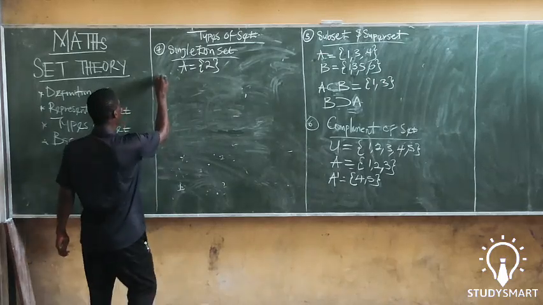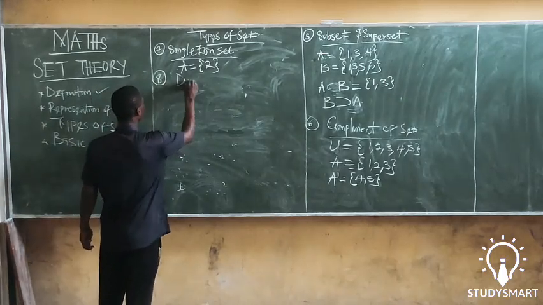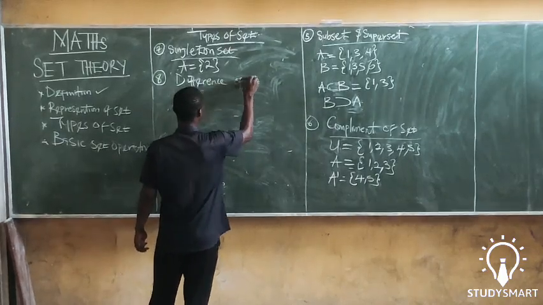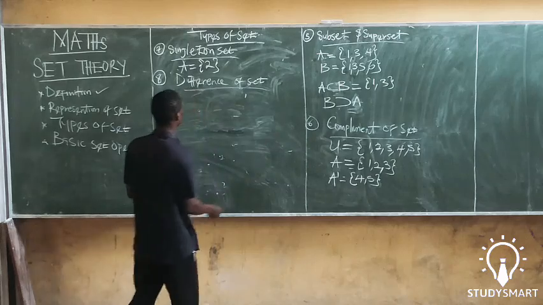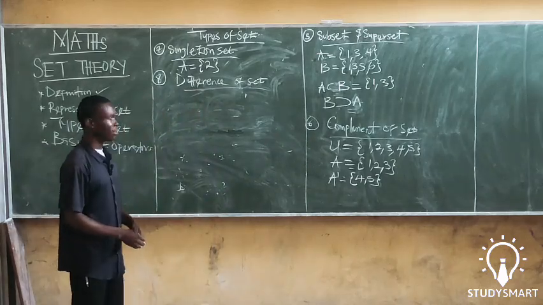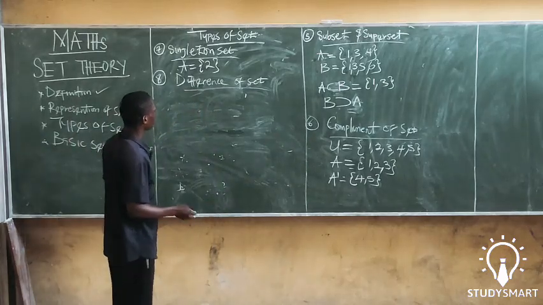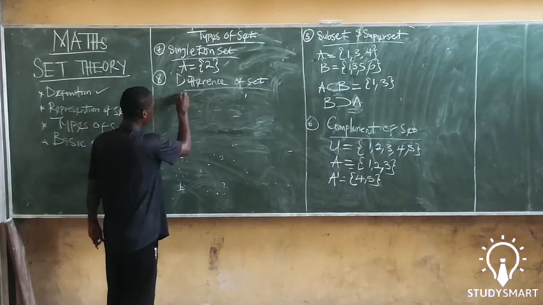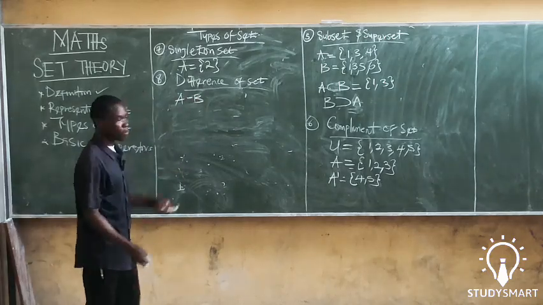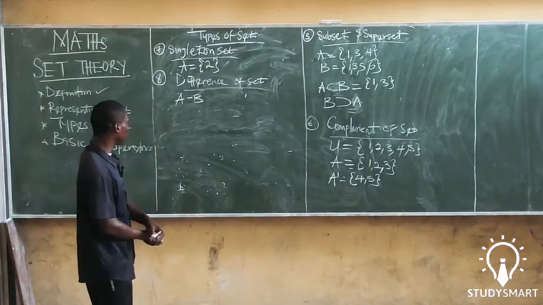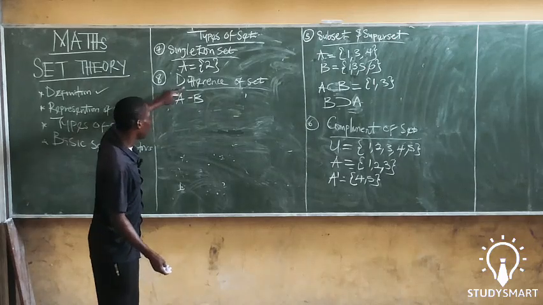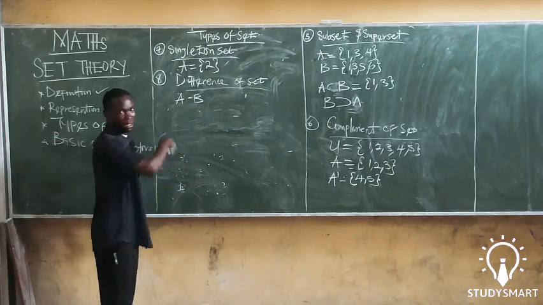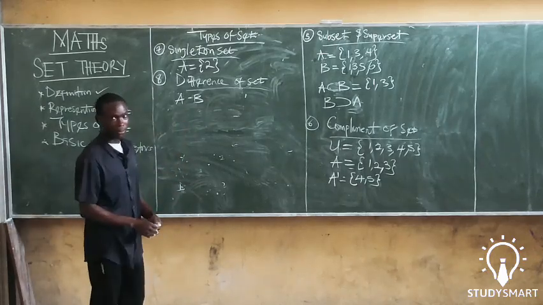And then we have the number 8, which is difference of sets. Now the difference of sets, let's say the difference of A and B, is denoted by A minus B. What this simply means is that this is a set of elements that are found in A but are not found in B. Alright? These are the elements found in A but not found in B.